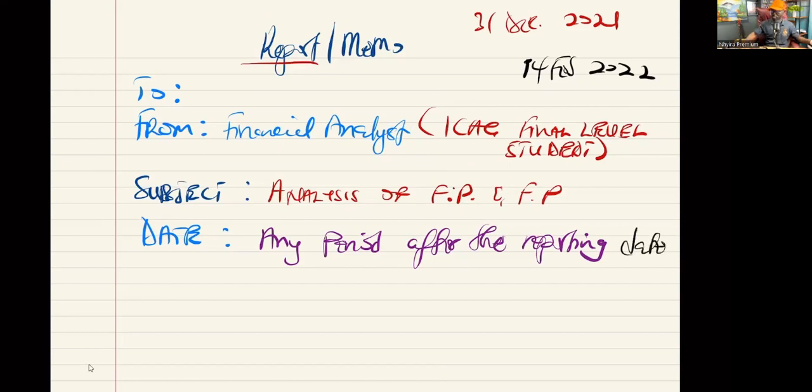Can you choose the date that you are writing the exam? Yeah, sometimes it can work. The date on which you are writing the exam, because always the question is a little bit behind the date you are writing the exam. So definitely you can choose the date you are writing the exam and you'll be good. So to, from, subject, date.